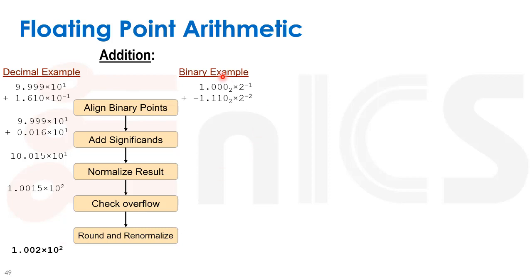So it's very similar in binary. Again, we have an example over here where we have two numbers. We have 1.000 times 2 to the minus 1 plus minus 1.110 times 2 to the minus 2. We're going to first align the binary points so they're both with the same exponent over here. We're going to then add these two numbers. We get 0.001 times 2 to the minus 1, but that's not normalized, so we have to go and renormalize it. So we get 1.000 times 2 to the minus 4, and if it's okay, we don't have an overflow and we don't need to round it, that's going to be our answer.